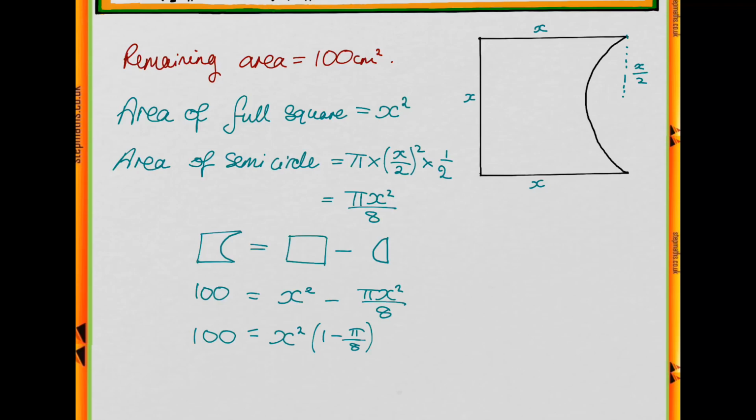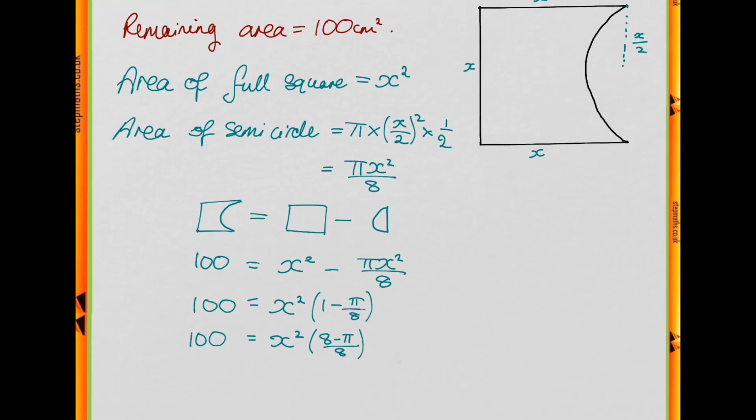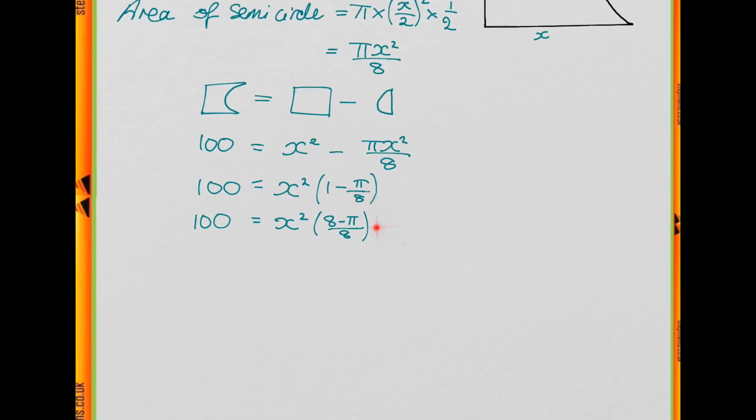So let's simplify that down. We can factorise out the x squared on the right-hand side, and then simplify down this fraction, so it's x squared times (8 minus pi) over 8. Why don't you have a go if you can solve now for x. What we do is we multiply it by the 8, divide through by the 8 minus pi, and then we're going to square root the whole thing.